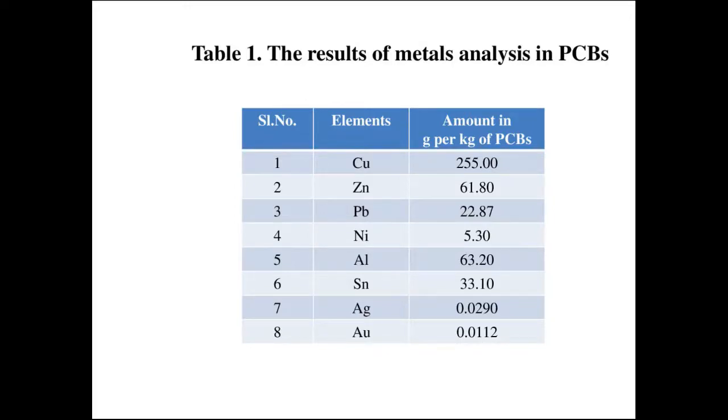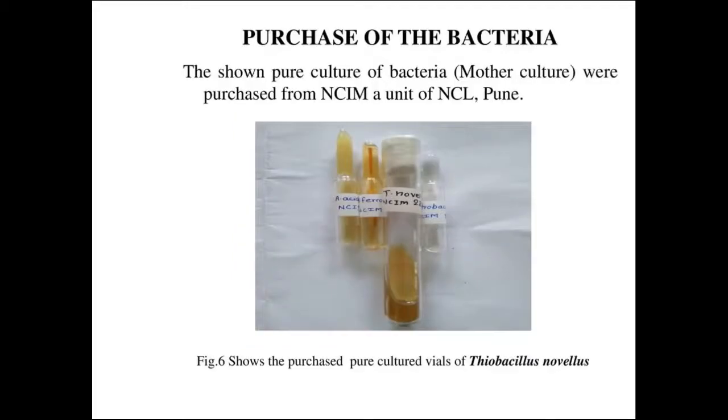So we have PCB, ICP-OES, inductively coupled plasma optical emission spectrophotometer. You can see that copper is very high in PCB compared to zinc, lead, nickel, and aluminum. So for this study, we have taken five elements, which are copper, aluminum, zinc, lead, and nickel.